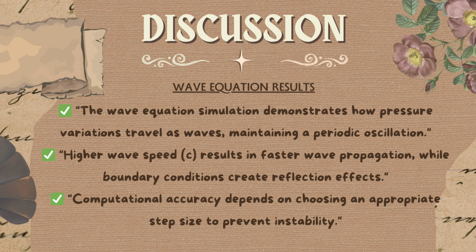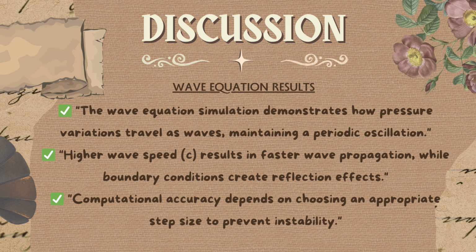For the wave equation results, the simulation demonstrates how pressure variations travel as a wave, maintaining periodic oscillations. A higher wave speed, which is c, will result in faster wave propagation, while boundary conditions will create reflection effects. Computational accuracy depends on choosing an appropriate step size to prevent instability.